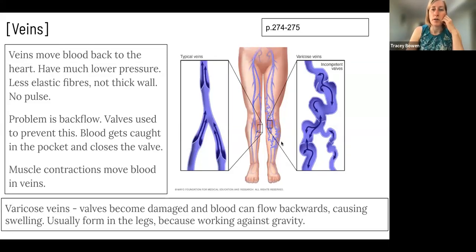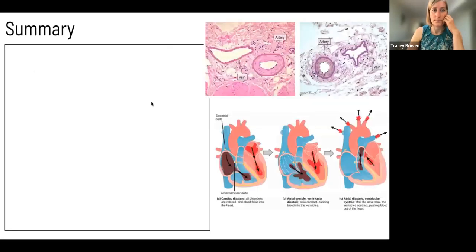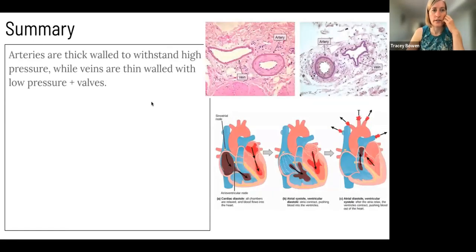So a lot of people don't like these. They look kind of unsightly, they think. And so you can have them lasered out, but what is going on there is that the backflow valves are damaged. So to summarize, arteries are thick-walled to withstand high pressure, while veins are thin-walled with low pressure and valves.